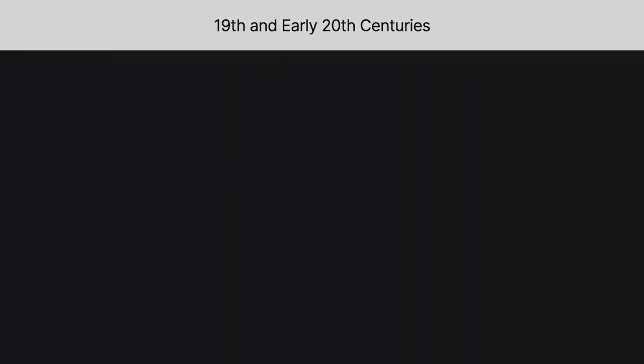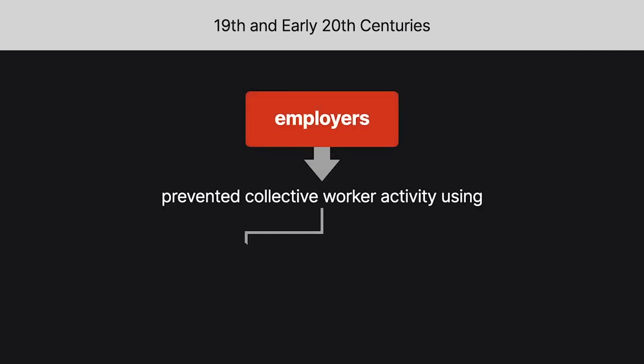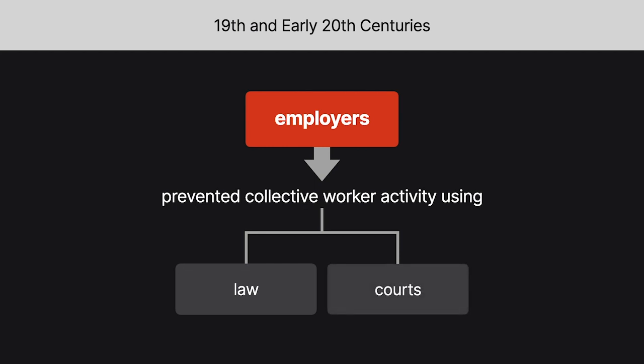Throughout the 19th and early 20th centuries, employers prevented collective worker activity by using the law and the courts. Courts enjoined strikes, and employers deployed antitrust law to resist unionization.